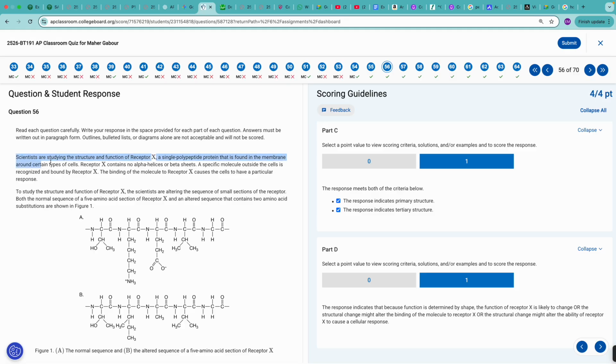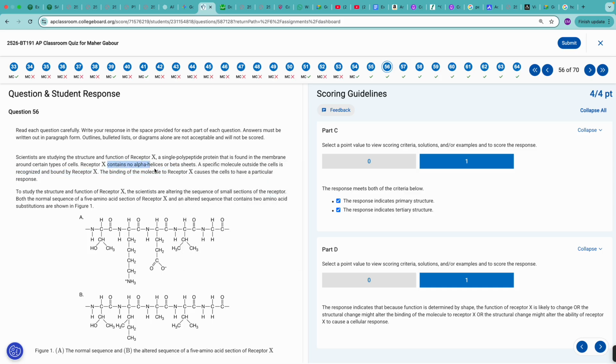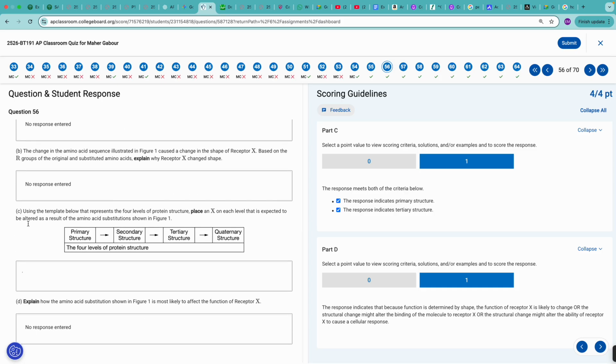Because if you read the question, scientists are studying receptor X, a single polypeptide that's found in the membrane. Where is it? Okay. Contains no alpha helices or beta pleated sheets. No alpha helices or beta pleated sheets. That means that the secondary structure will not be altered. So, using the template below, place an X on each level that is expected to be altered by the amino acid substitution.